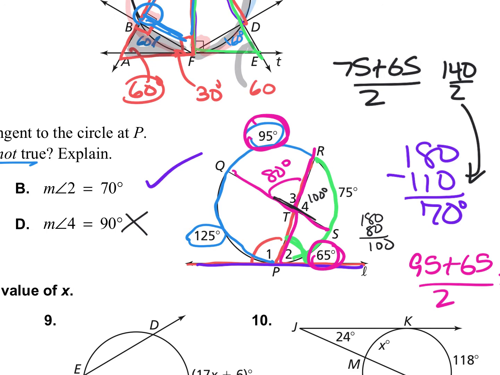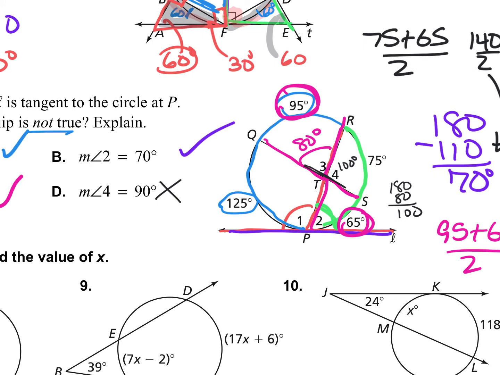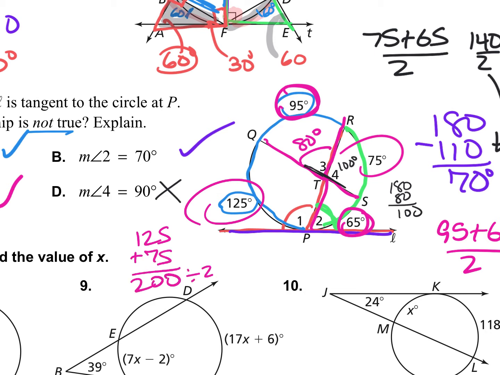Now, we could have also done our floating angle theorem here, and we could have added 125 and 75, and then divided it by 2. Divide by 2, and I get 100. So again, that would have been another way that we could have done angle 4 if we would have found that one first. So again, understand how to use that floating angle formula where you add the arcs and divide by 2.